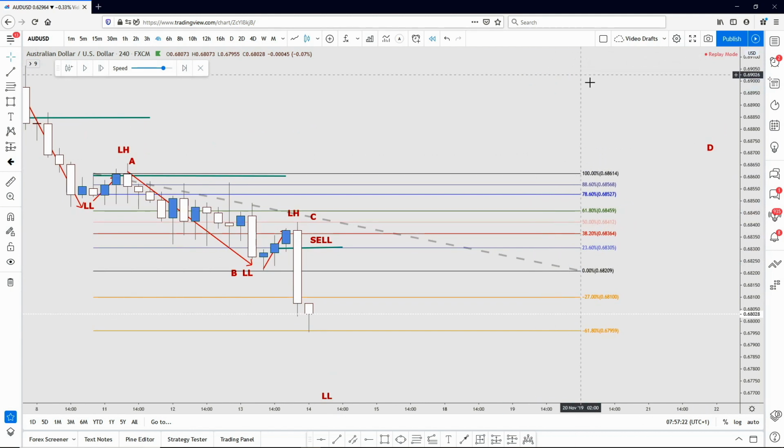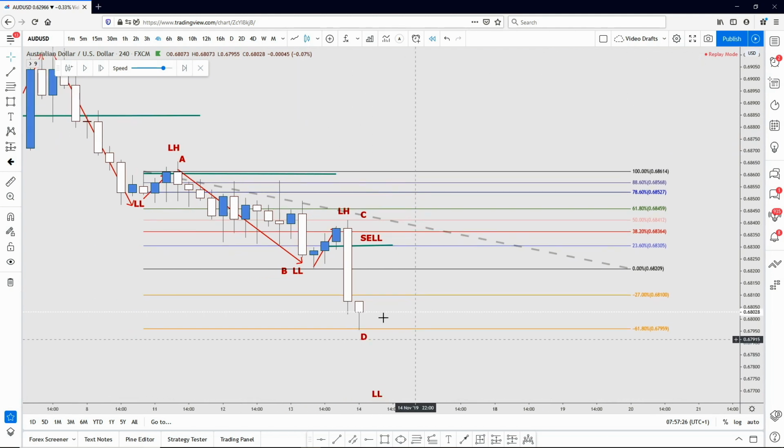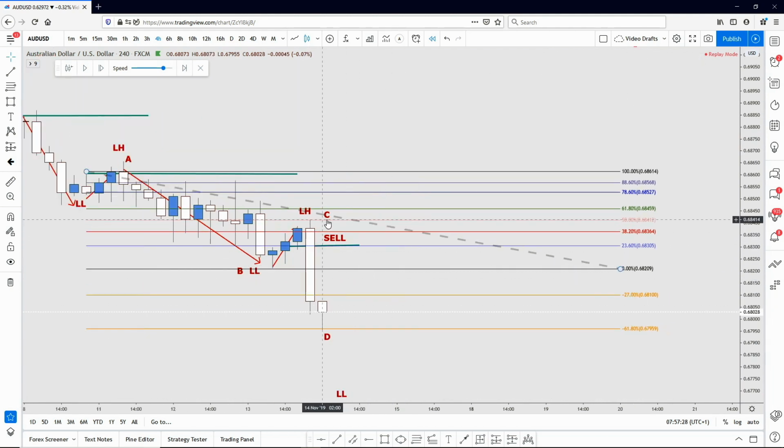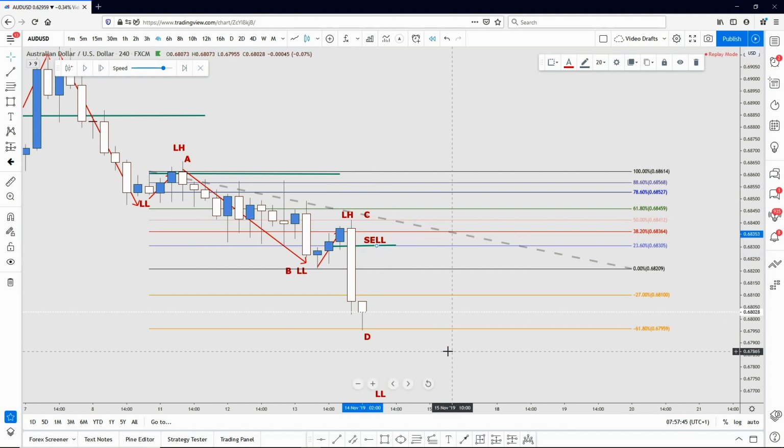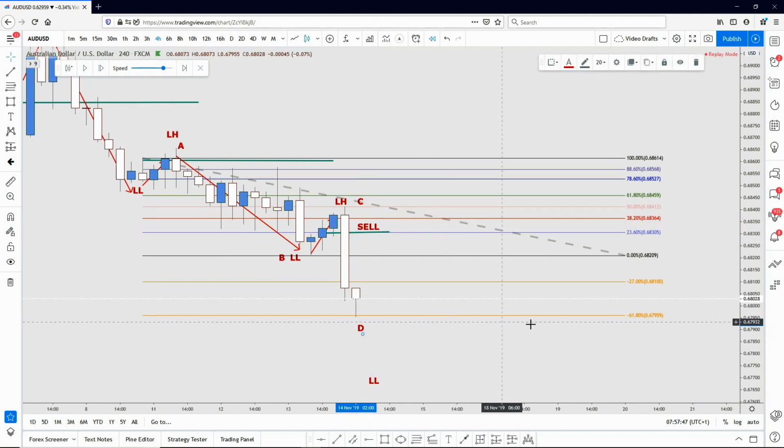Just going to delete this. And then again, point D is our target. Based on Fibonacci, point A, point B, point C is our retracement. It retraced to 38.2 in this example. We could have sold here, which was the next lower high. We're always selling on the retracement, and our target is point D, which is take profit 3.